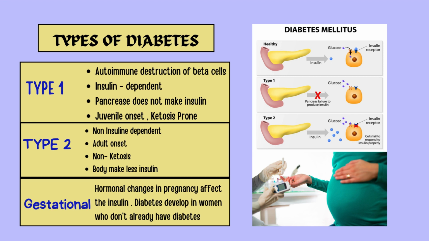Next is another common type of diabetes mellitus, that is gestational. It only occurs in pregnancy. During pregnancy, the woman has a high glucose level, so we say that it's gestational. The woman who doesn't have diabetes mellitus, when she is pregnant, becomes diabetic, and this disappears after the delivery of the baby.